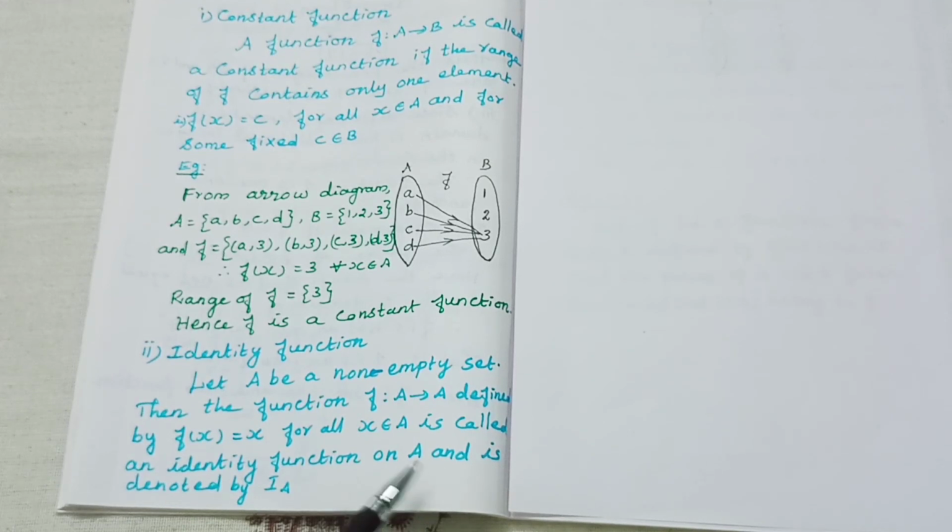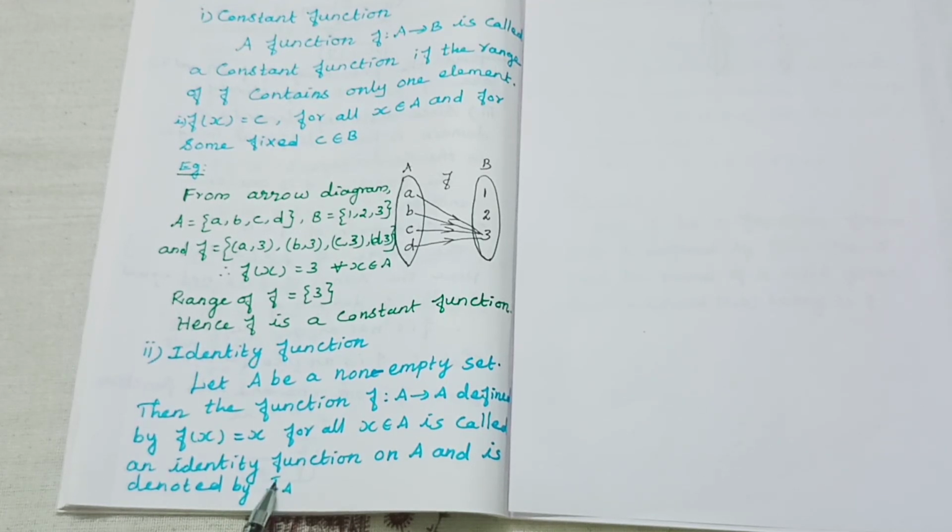Identity function IA. For a non-empty set A, the function f from A to A defined by f of x is equal to x for all x belongs to A is called an identity function on A and it is denoted by IA. Now we have to see one example, then you will get one idea.